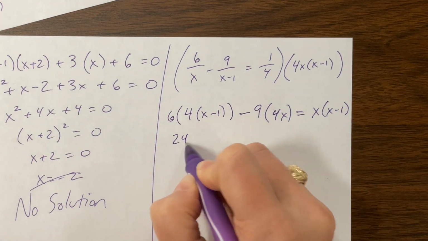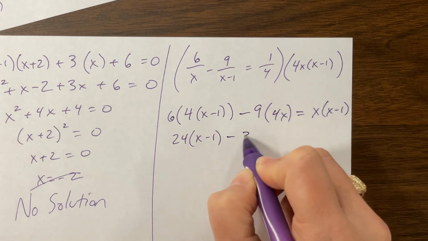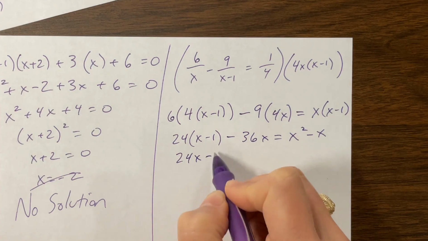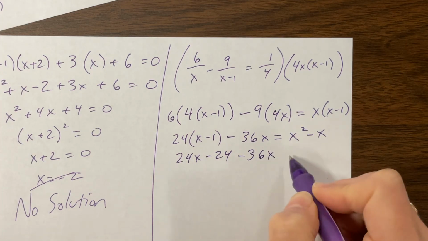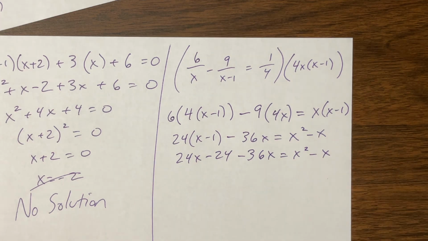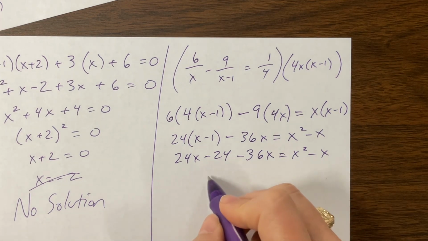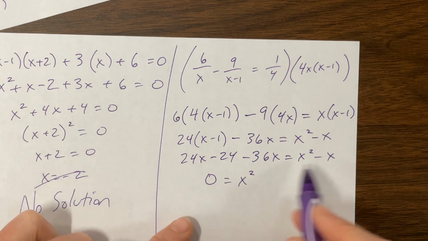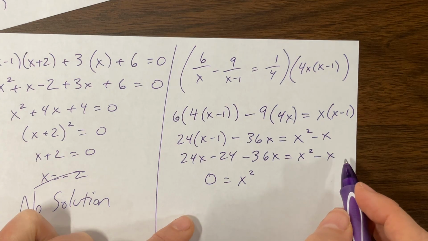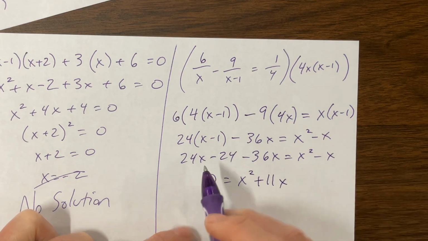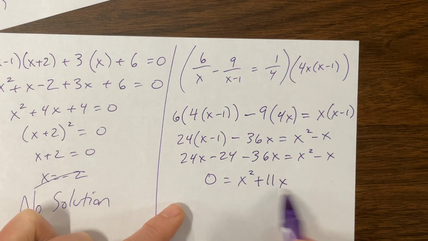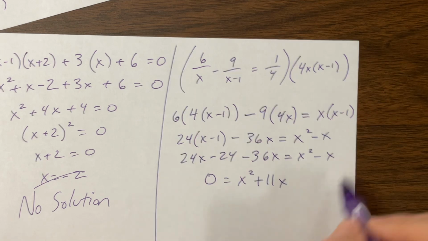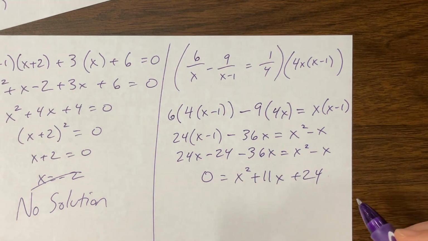I see a 24 times x minus 1 minus 36x equals x squared minus x. This is 24x minus 24 minus 36x equals x squared minus x. Let's set everything equal to 0. Then we have a positive x squared. I see a negative 12x, but I'm going to have to add it over here, so this becomes a positive 11x. And then I see a negative 24. I want to move it to this other side, so it becomes a plus 24.